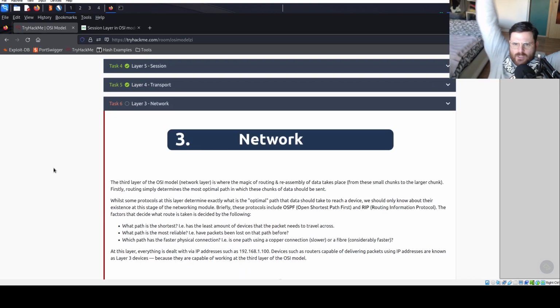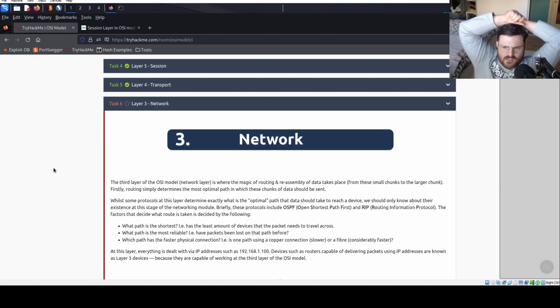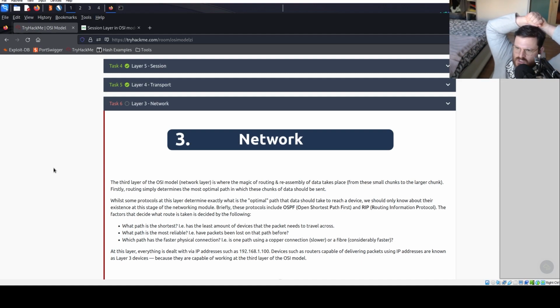Layer number 3, the network layer. The third layer of the OSI model, the network layer, also in the TCP layer, is the third one as well, is where the magic of routing and reassembly of data takes place, from these small chunks to the larger chunks.